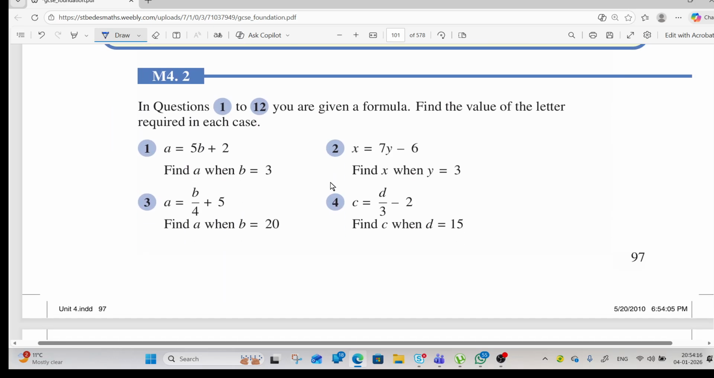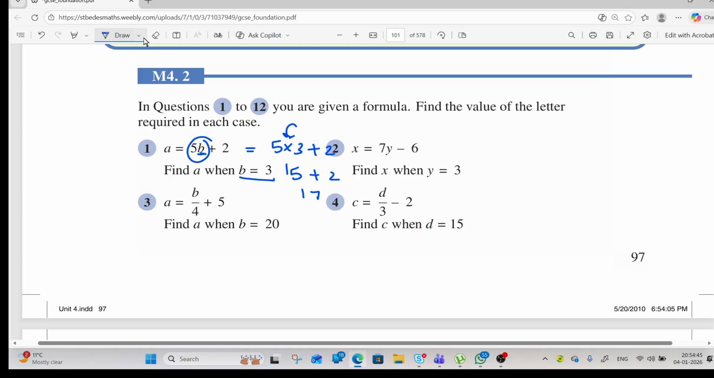For example, a equals 5b plus 2. This is an algebraic equation where you have to find a when b is 3. So simply plug 3 in place of b and then we will get the value of a. So 5 times 3 plus 2, because there is no operation between 5 and b, that's why we are multiplying. 5 times 3 is 15. 15 plus 2 is 17. So the value of a is 17. Clear?